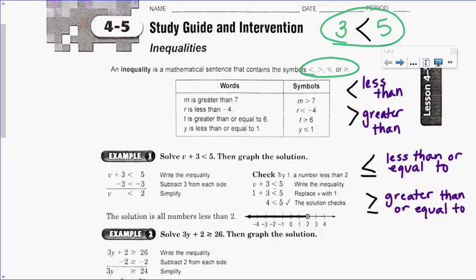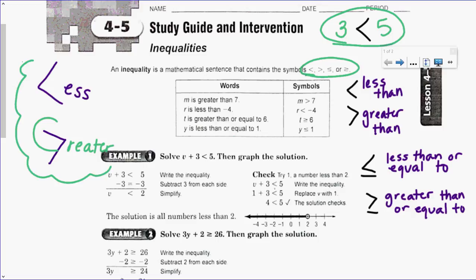Okay, one way to remember those symbols, which one is which, is that the less than symbol kind of looks like an L for less. And then this one takes a little more imagination, but if you look at this, it's almost like the beginning of the G for greater than. Okay, so you can kind of use those to help you remember which one is which. Okay, so what we're going to talk about is how to graph these things.